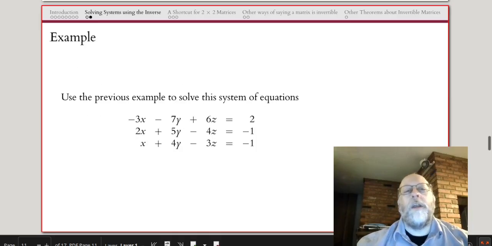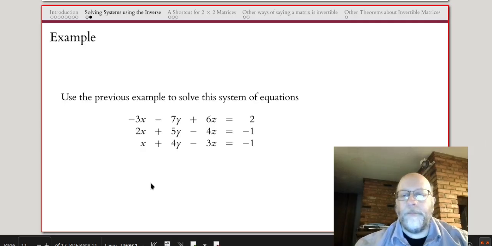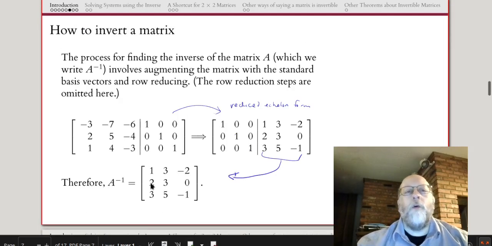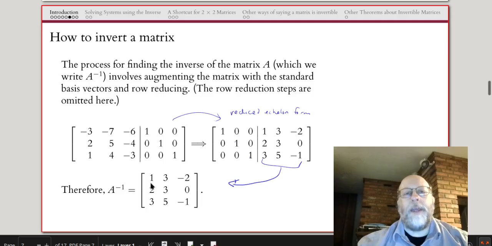So what we're going to do is use the previous example to solve this system of equations. See if we can make this work here. So in the previous example, we did this row reduction.